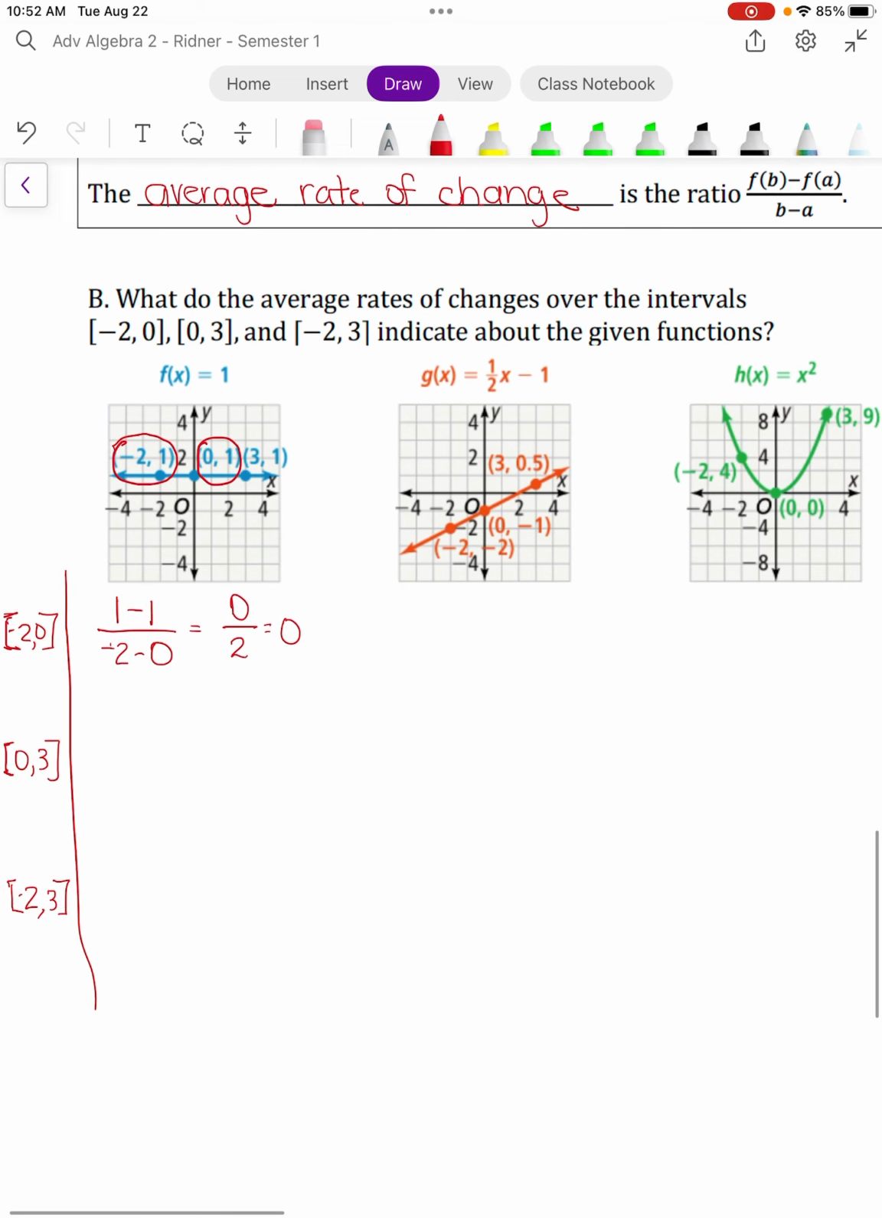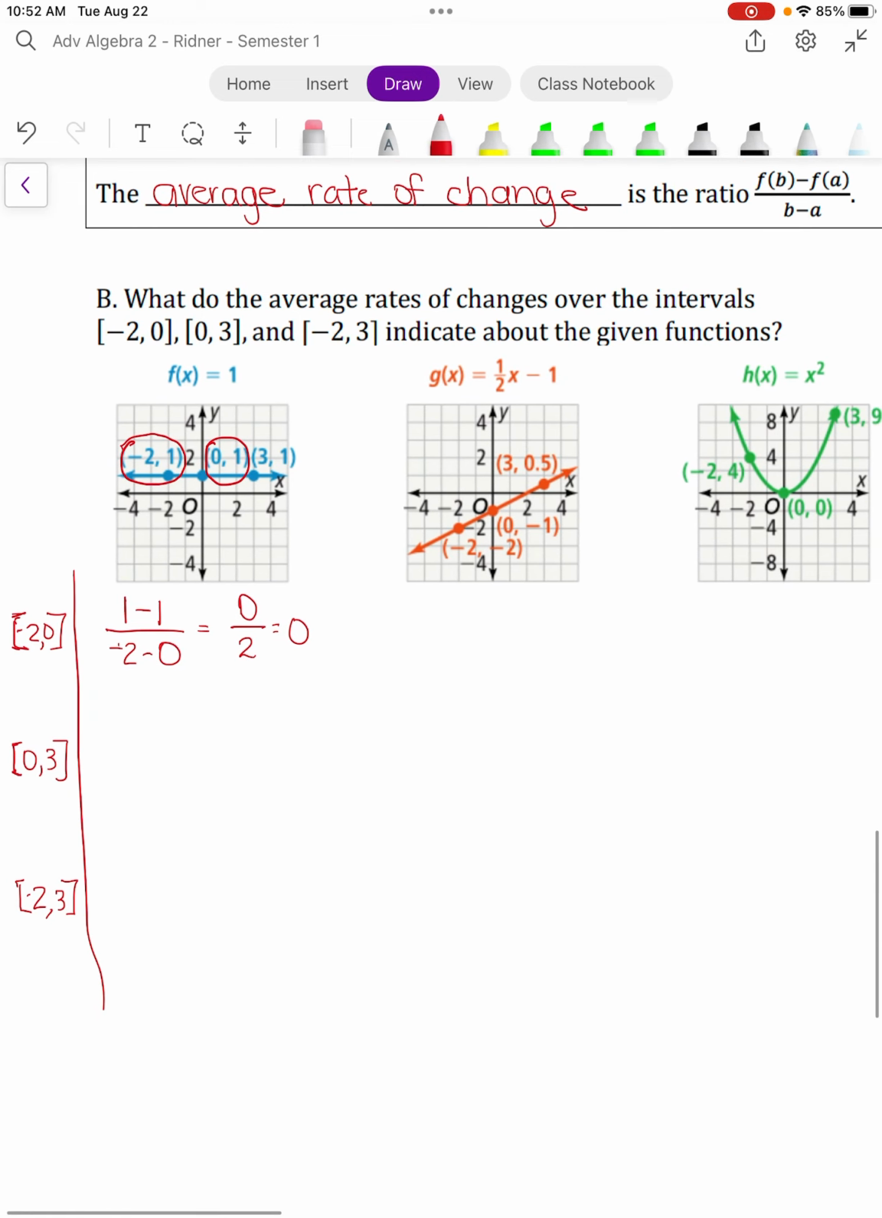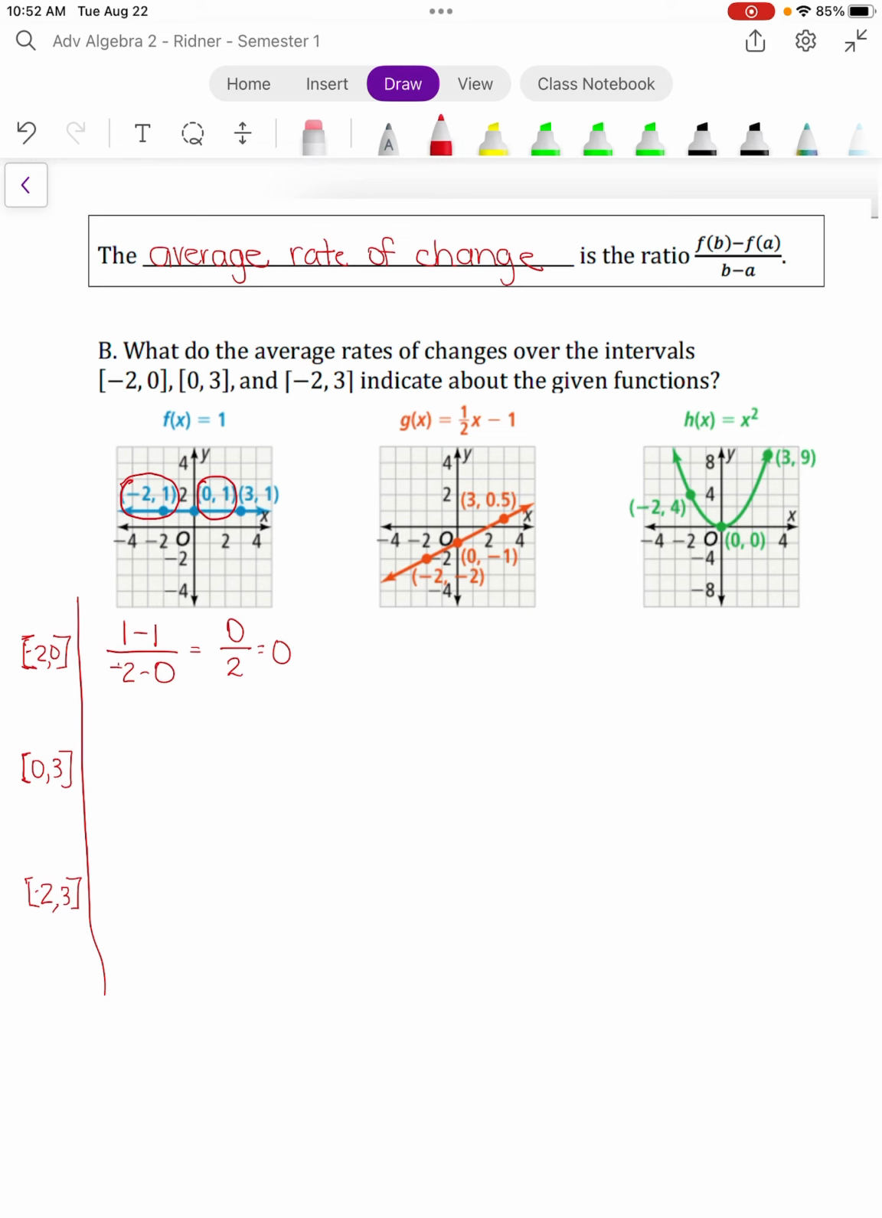So looking at one more, I'm actually going to jump over to the green here, and I'm going to do from 0 to 3. I'm going to take 3's y value, which is 9, minus the y value here, and then the corresponding x value minus the corresponding x value, to get the average rate of change is 3.